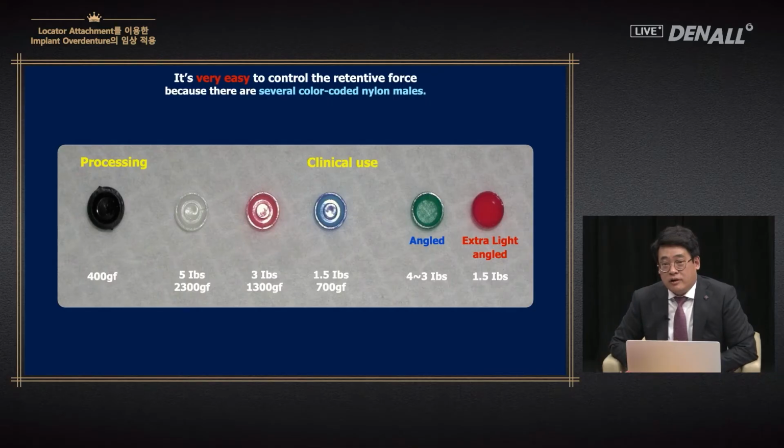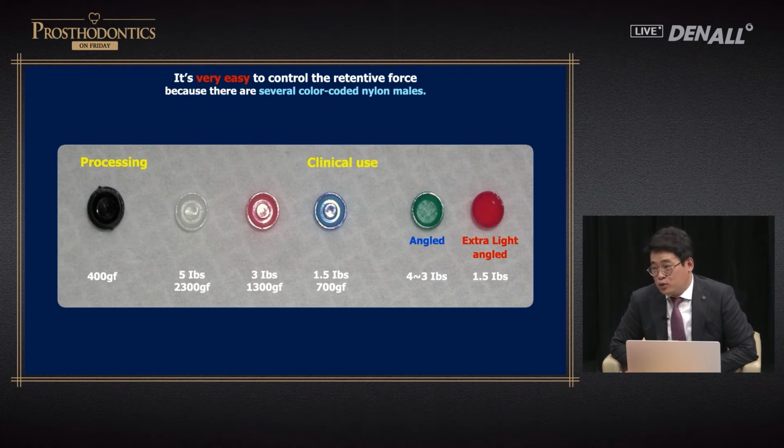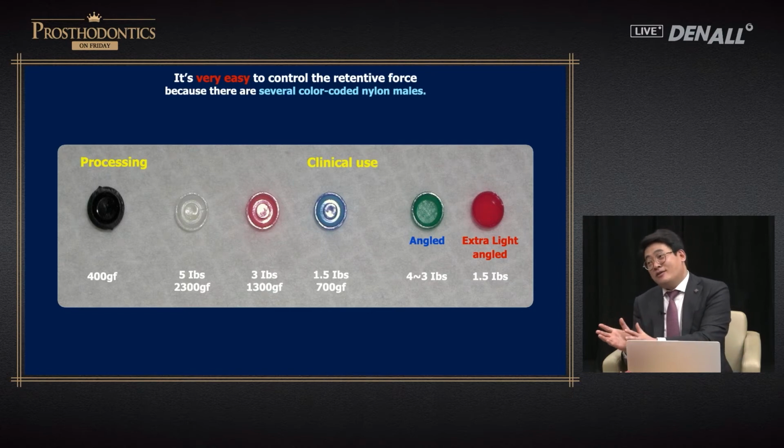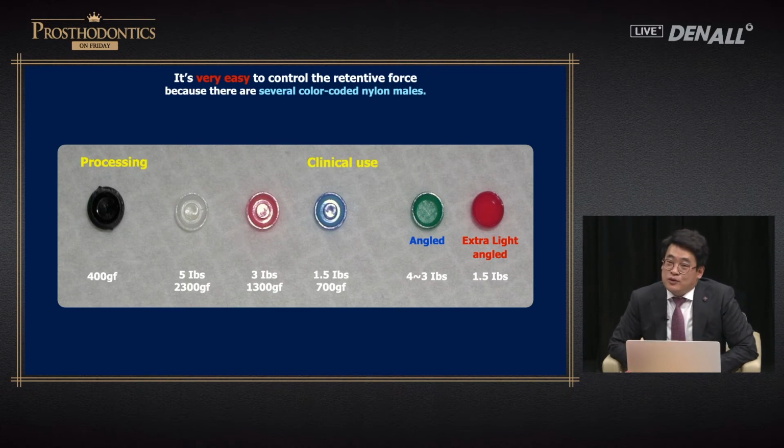If you look at the locator, the black is 400 gram force, blue is 700, pink 1,300, white is 2,300. There is stark difference. Even with black, the patients are very satisfied, right? The companies say that you can use it for 2 to 3 months, and I don't use a very strong one from the first. I have the patient use the black one for some time and then move on to the blue. Personally, I've never used the white. I have used it once or twice, and it's really strong.